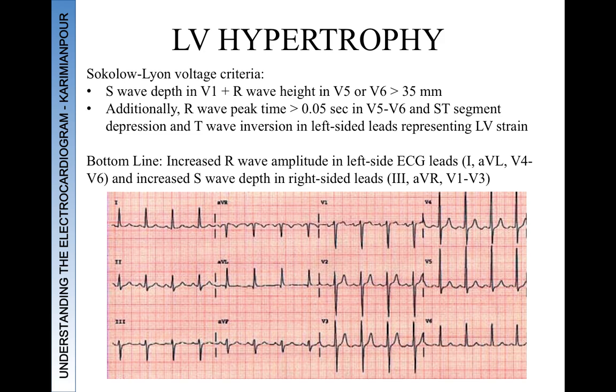So if you think about it conceptually in terms of where the electrical current is going and where it's coming from, you don't have to memorize exactly what findings you have. You may need to memorize a couple numbers here and there, but not, was it the depth of the S wave or the height of the R wave? So the bottom line again, the increased R wave amplitude in the left-sided leads, 1, AVL, V4, V5, V6, and the increase in S wave depth on the right-sided leads are what you look at for left ventricular hypertrophy. There are many other criteria as well. This is just one of them.